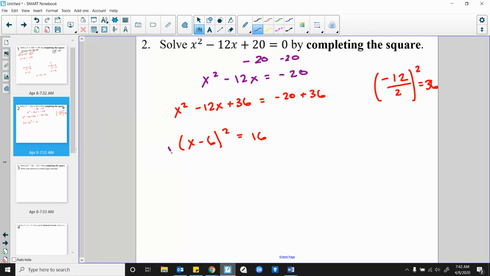Once I'm at this step, I'm going to square root both sides. I'm going to be left with x minus 6 equals plus or minus 4. And I'll have my two cases from here. Case 1 is x minus 6 equals positive 4.